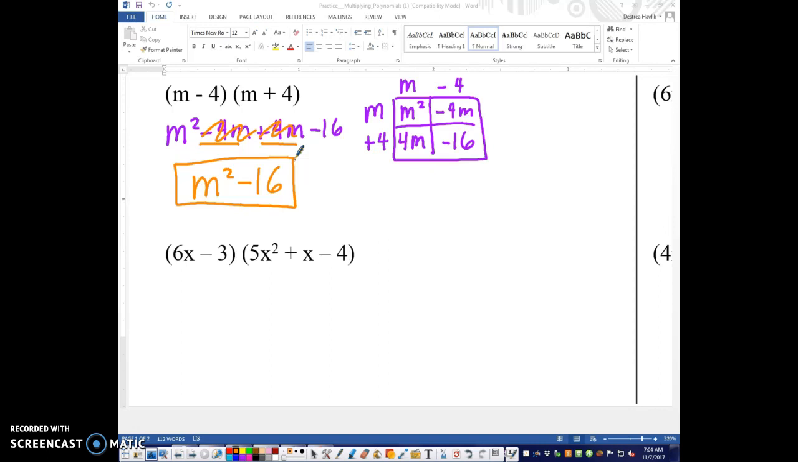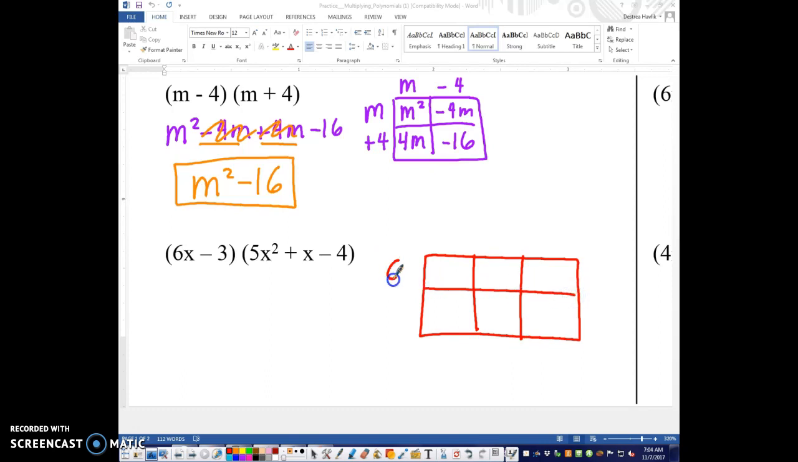All right, this next one, it's a 2 by 3. So we need to set that up. 2 by 3. Okay, so 2 is 6x minus 3. And then we have 5x squared plus x minus 4.